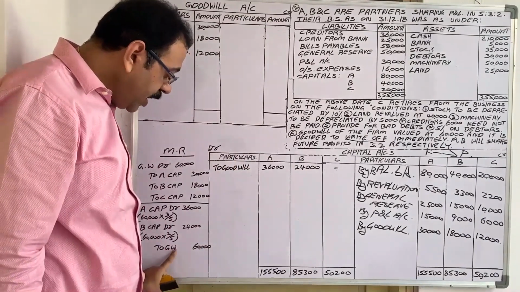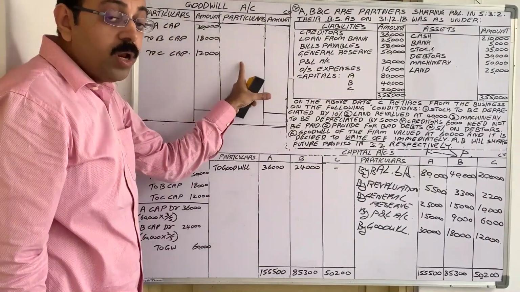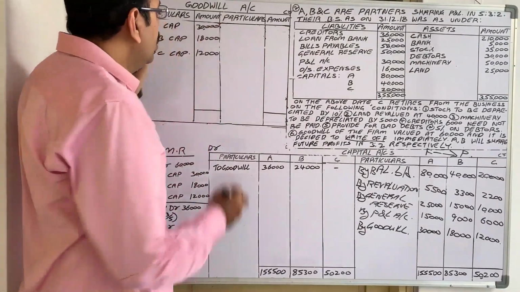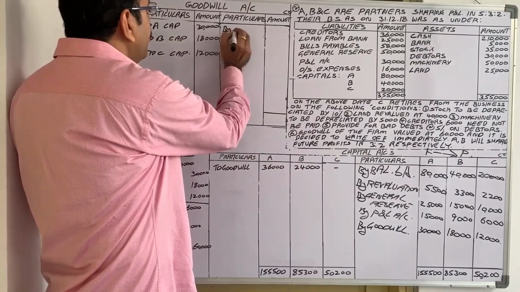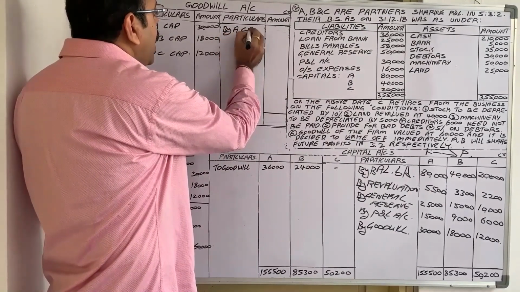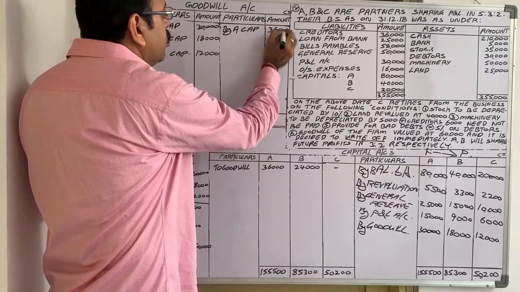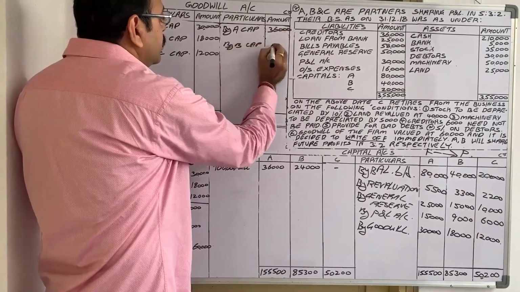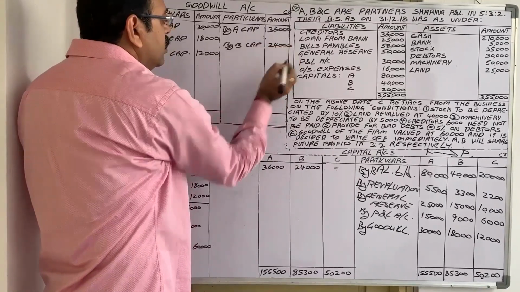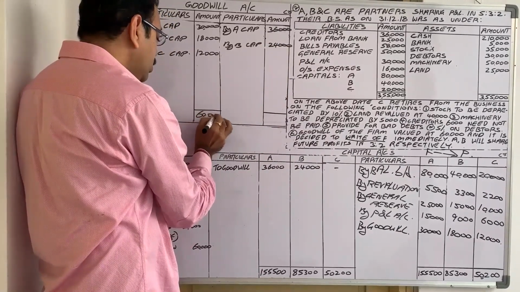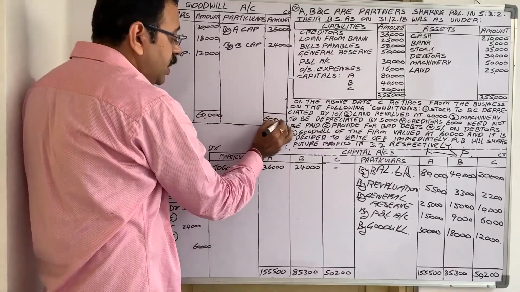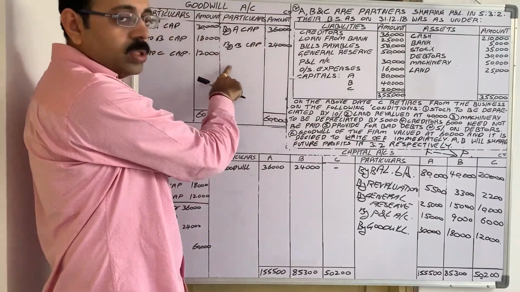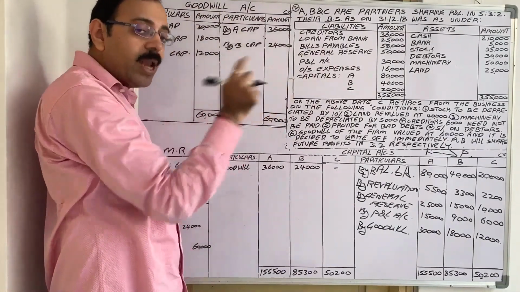Up to second entry. As goodwill is credited, credit side we have to post. What to write? Debit side we wrote A capital, B capital accounts now. These two accounts you have to mention here. By A capital 36,000 rupees, by B capital 24,000 rupees. See, goodwill account is closed. Is there any balance carried down? No. Since goodwill account is closed, goodwill doesn't appear in new balance sheet.